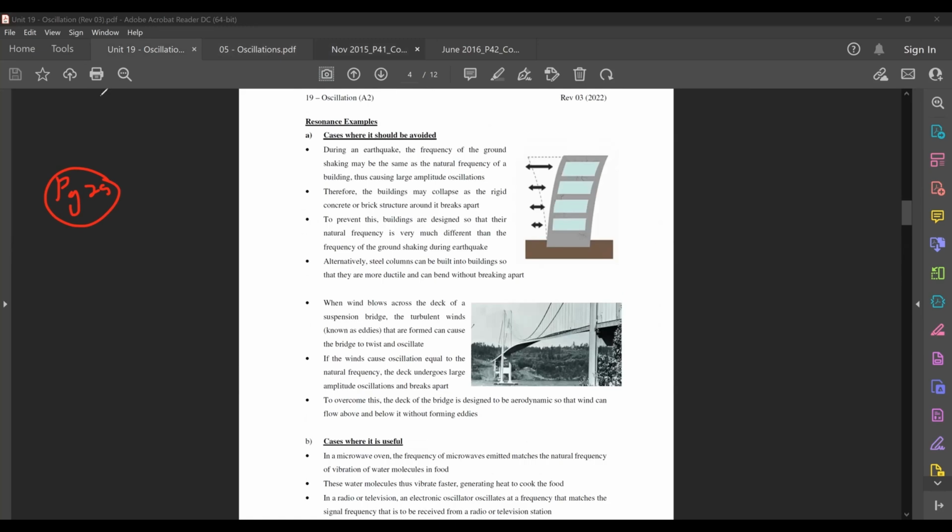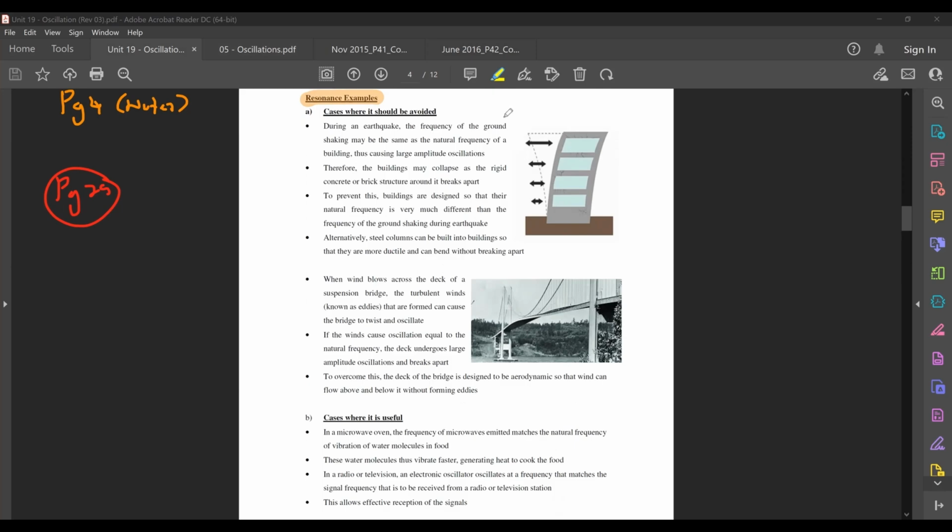So have a look at page 4 of your notes. This is the only part remaining that I haven't discussed with you. Okay, it's a continuation from resonance. So for resonance examples, you should know some examples where they are not useful or examples where they should be avoided. Now, take for example, during an earthquake, you want to avoid resonance of your building.